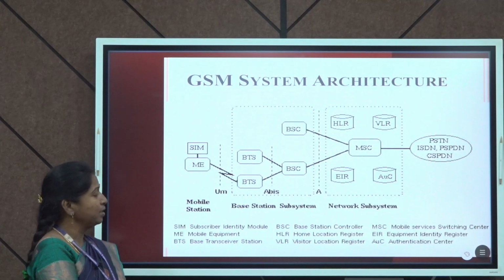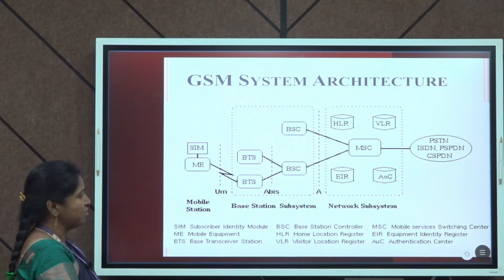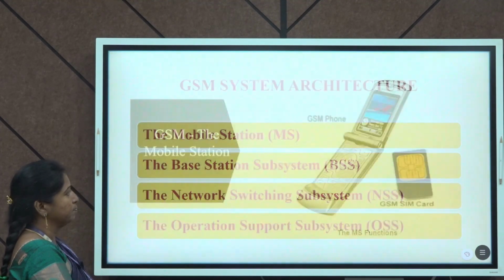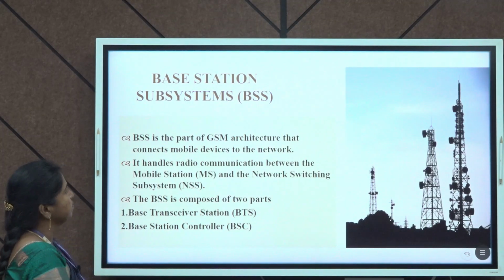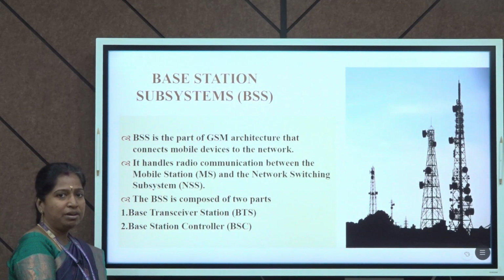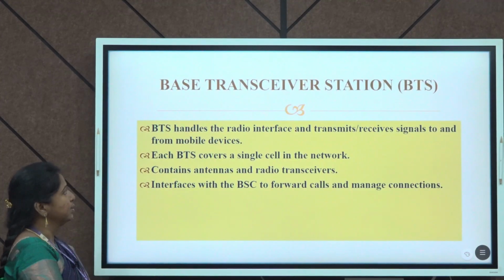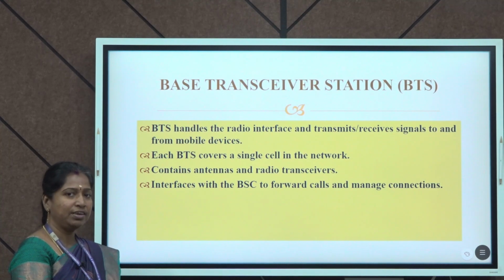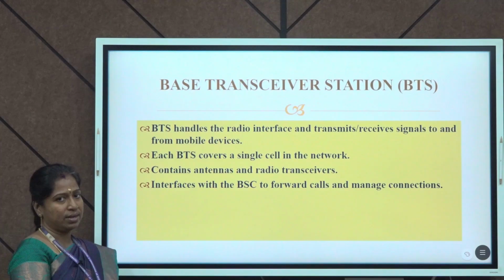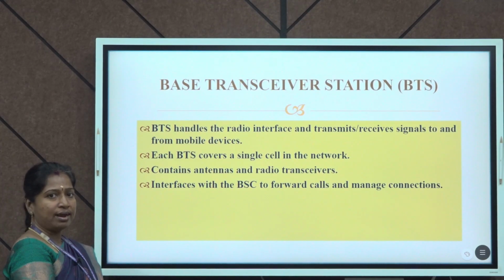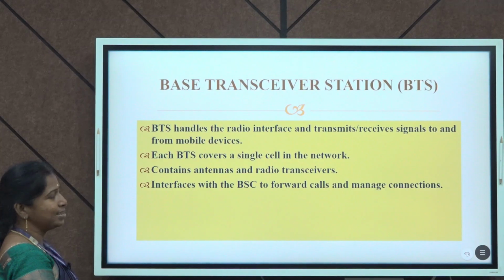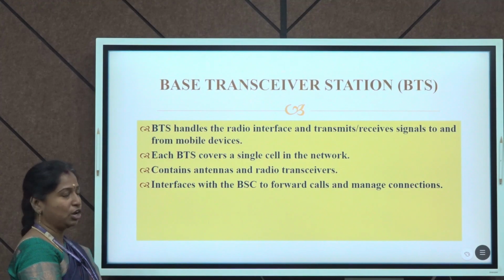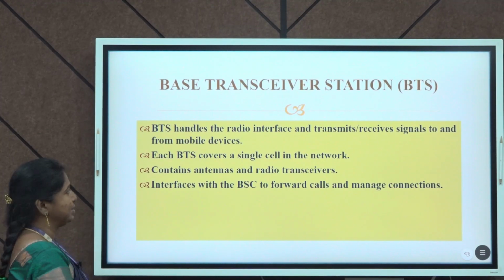The next is the base station subsystem. The base station subsystem connects the mobile device to the network switching subsystem. It consists of two main elements, one is BTS and another one is BSC. BTS, the base transceiver station, is responsible for transmitting and receiving signals to and from the mobile devices. It consists of radio transceivers and antennas and handles a single cell in the network, and it interfaces with the base station controller to forward the calls and manage connections.